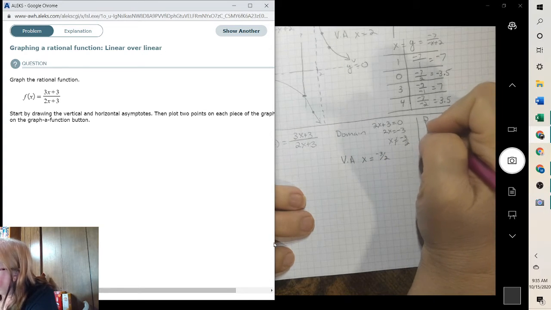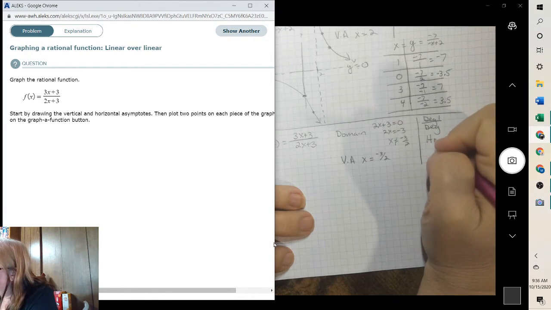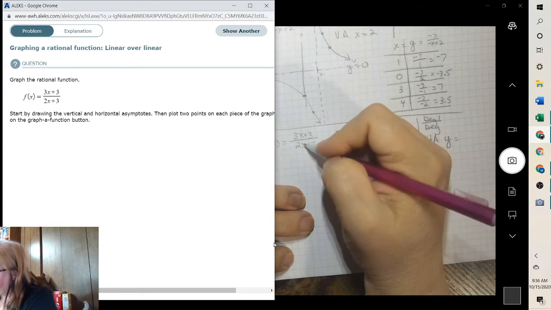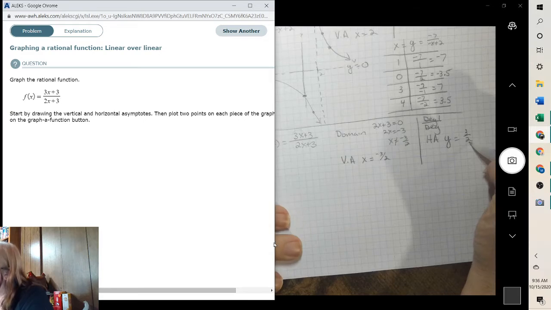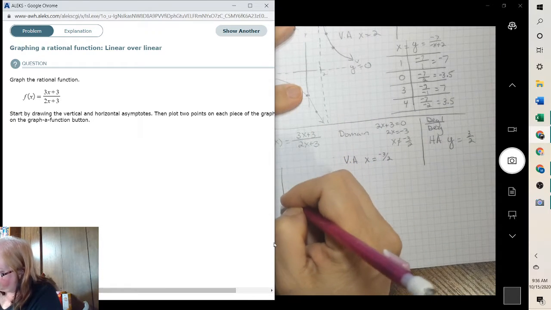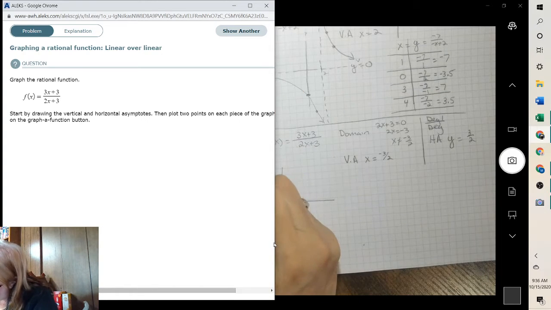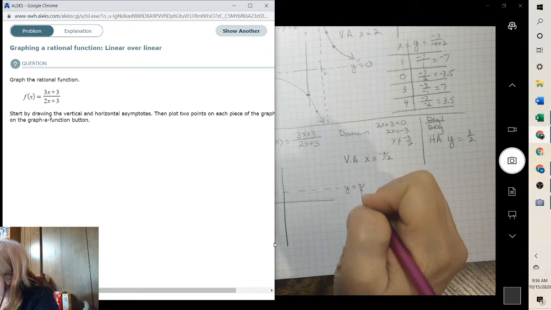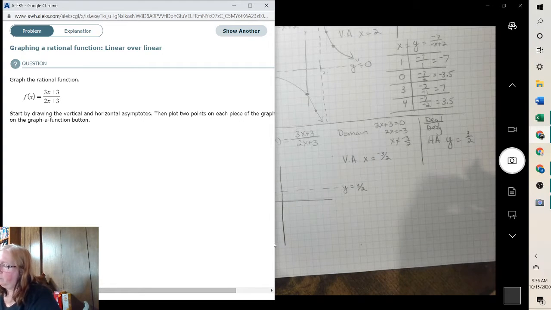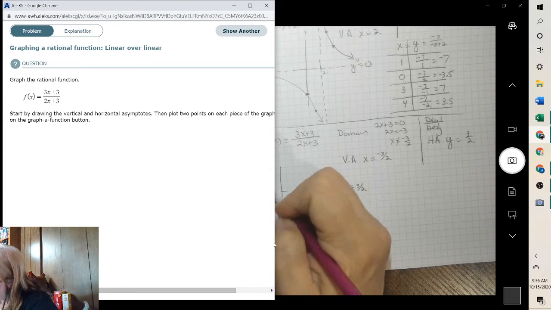The degree on the top and bottom are both 1. When that happens, our horizontal asymptote is y equals, when we take these two terms, the x's cancel, y equals 3/2. So the horizontal asymptote is at 3/2. So when we go to graph it, at 3/2, or 1.5, we have a horizontal. Our vertical is at -3/2, or -1.5.